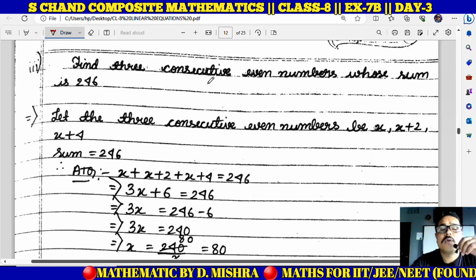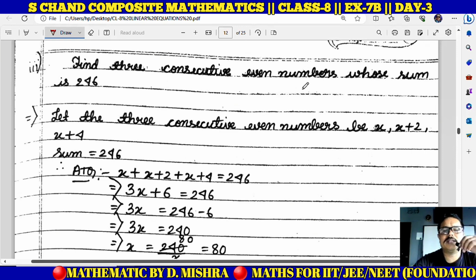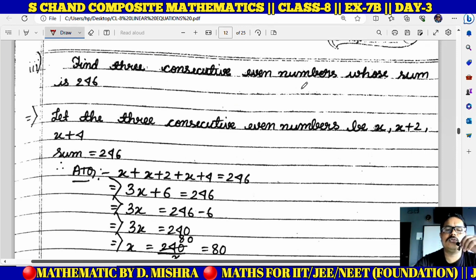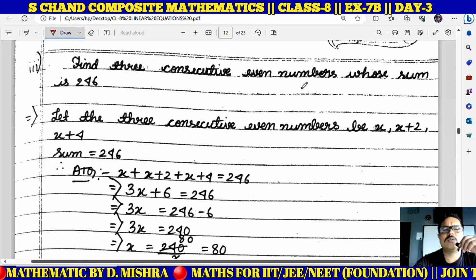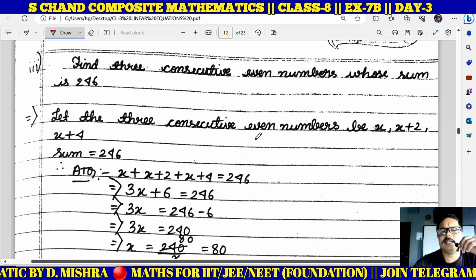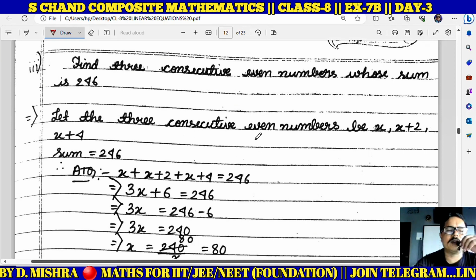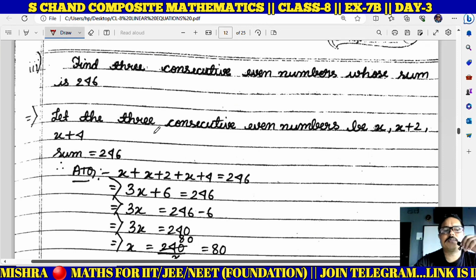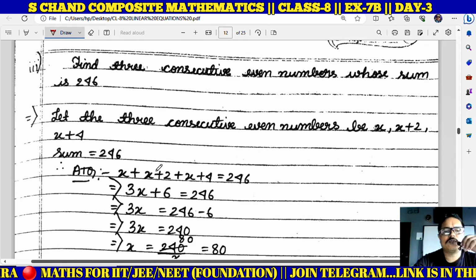Number 3 is find three consecutive even numbers. So even numbers, as I have told you, you can let x plus 1, x plus 3 also, but it will be better if you let x, x plus 2, x plus 4 in this case. But even if you let that, then also you will get the right answer. So x, x plus 2 and x plus 4, sum is 246.